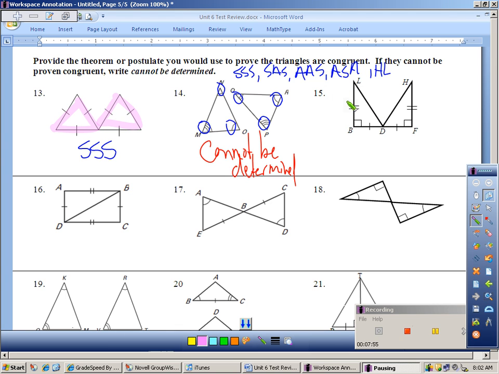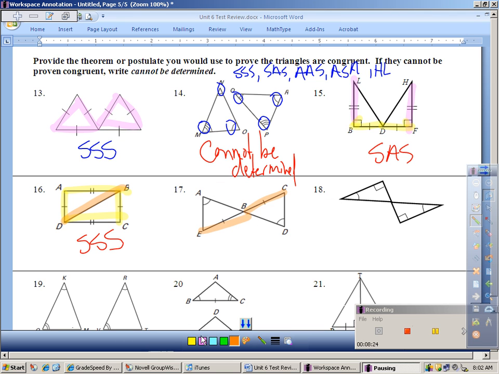And then here I have that side, BD to FD, and then I have the angle between them. This would be side, angle, side. I have this leg congruent to that leg, AB to CD, and then I have BD congruent to itself, so this would be side, side, side. Over here I have EB to CB, I have angle A to angle D.